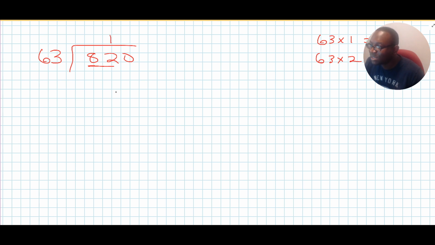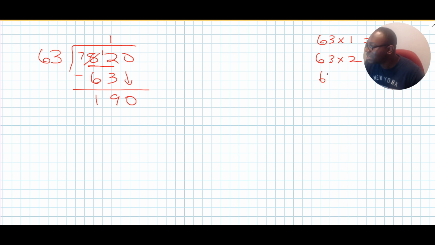1 multiplied by 63 is 63. Now we're going to subtract. 12 minus, so let's do this. This is going to be 7. This is 12. 12 minus 3, we have 9. 7 minus 6, we have 1. And then we bring down our 0 right here.